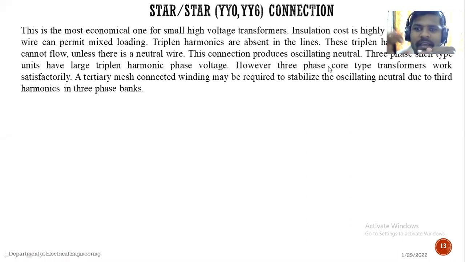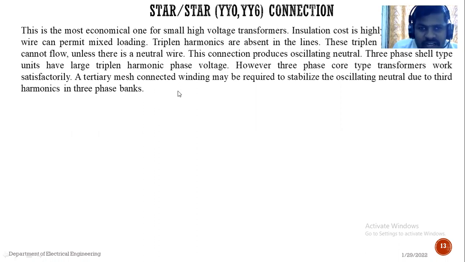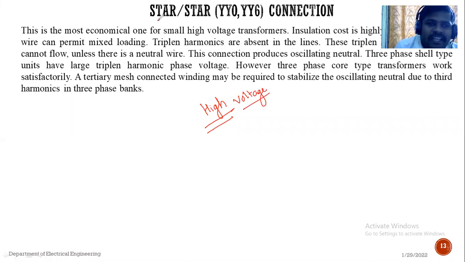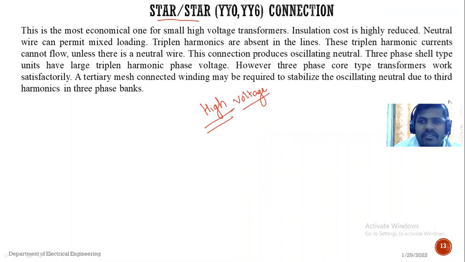That means a small transformer having a high voltage rating is economical when it is connected in star star, so the insulation cost is highly reduced. If we want to construct a small transformer, but the voltage requirement is high, in that situation the star star connection is economical. So in the case of star star connection, the insulation cost is reduced.